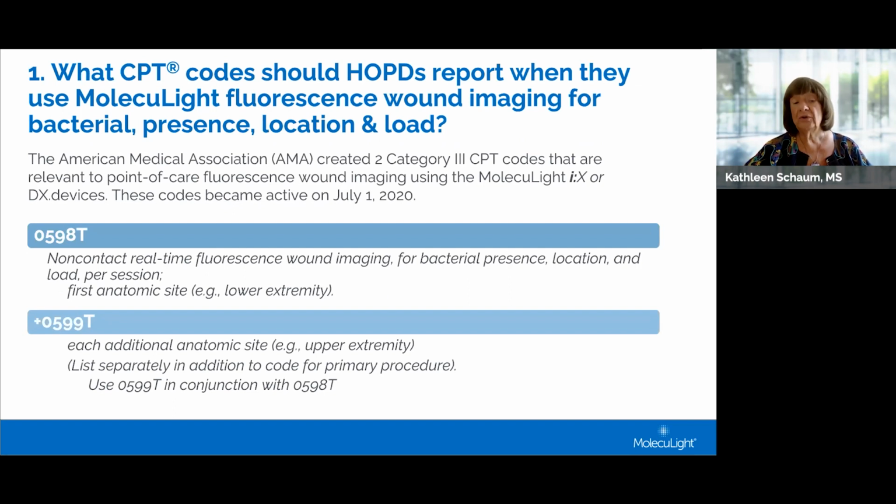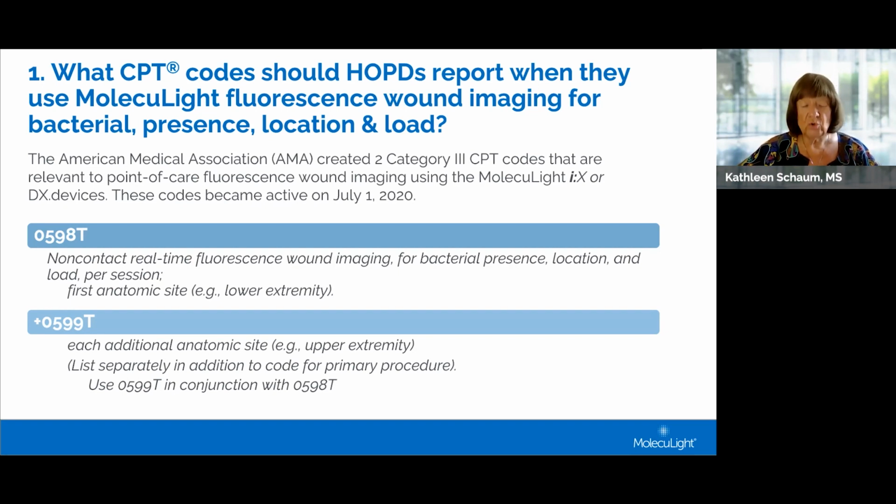Now, let's begin with the first frequently asked question, and that is, what CPT codes should HOPDs report when they use MolecuLight fluorescence wound imaging for bacterial presence, location, and load? Well, I'm excited to inform you that the American Medical Association created 2 Category 3 CPT codes, which are relevant to the point-of-care fluorescence wound imaging using the MolecuLight IX or DX devices. These codes became effective on July 1st, 2020.